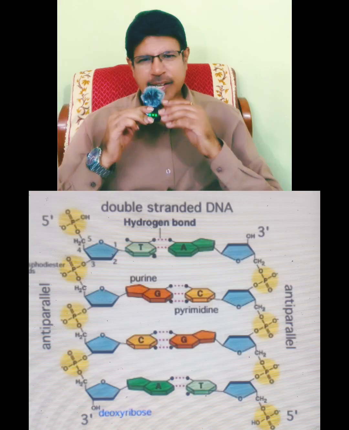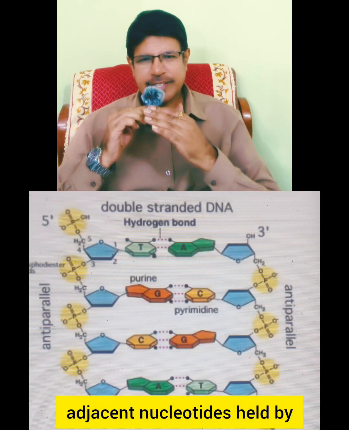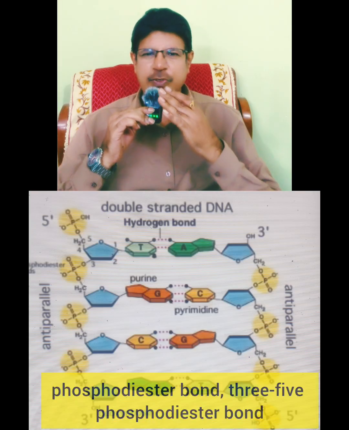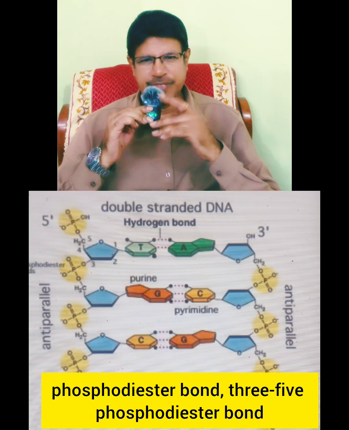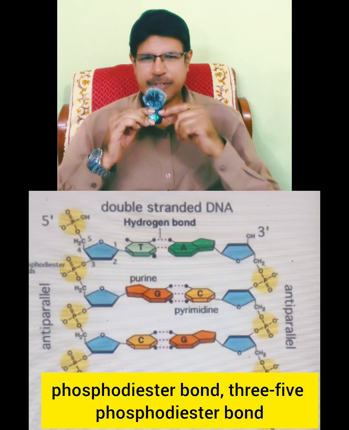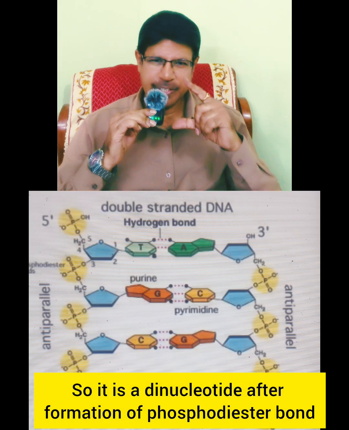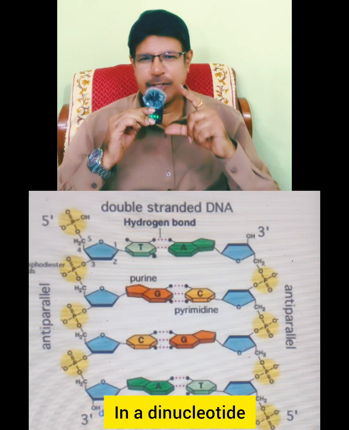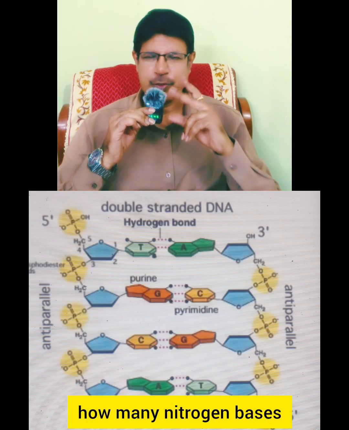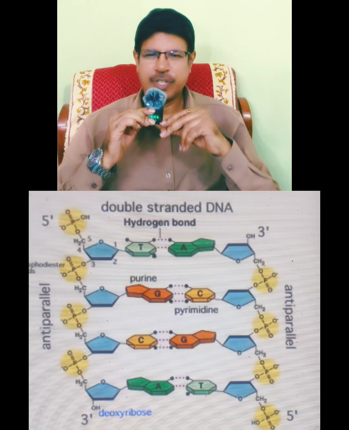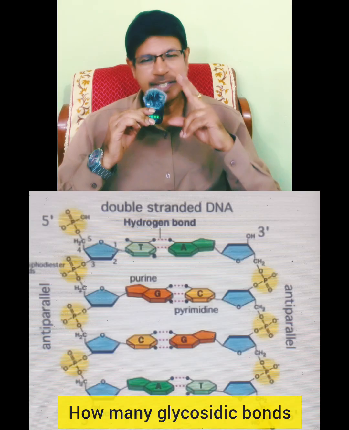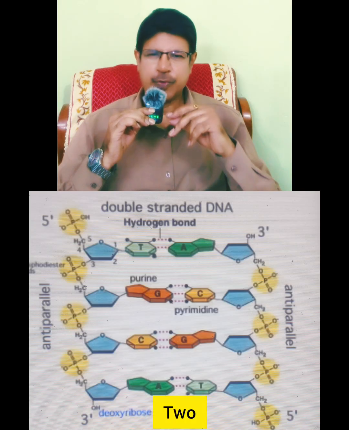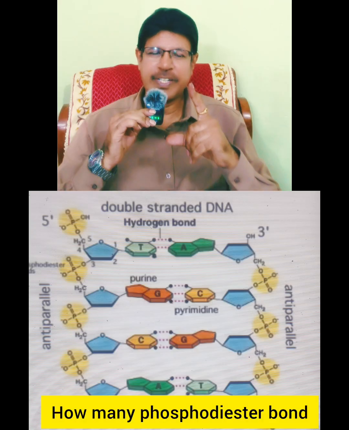Next. Adjacent nucleotides are held by a phosphodiester bond, a 3,5 phosphodiester bond. So it is a dinucleotide after formation of the phosphodiester bond. In a dinucleotide, how many nitrogen bases? 2. How many sugars? 2. How many phosphates? 2. How many glycosidic bonds? 2. How many phosphodiester bonds? It is 1.